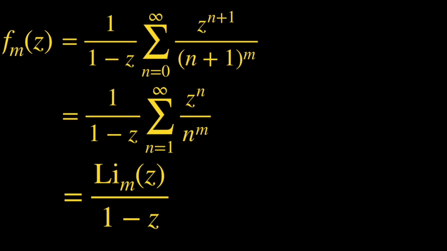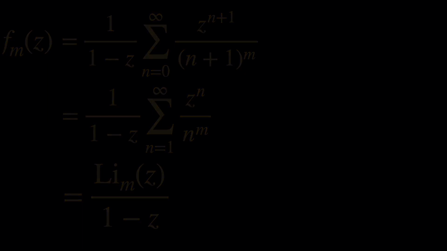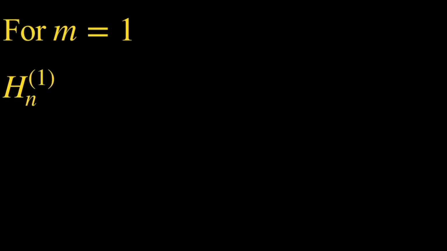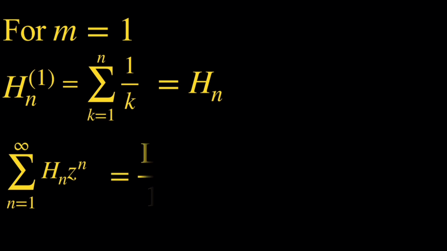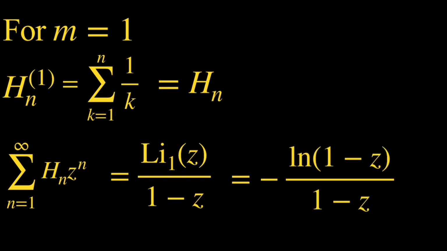Now we want to look at a particular case, when m is equal to 1. When m is equal to 1, the generalized harmonic number of order 1 is simply the nth harmonic number. So if we take the generating function, we get simply the polylogarithm of order 1 evaluated at z divided by 1 minus z. But the polylogarithm of order 1 evaluated at z is simply negative the natural log of 1 minus z.